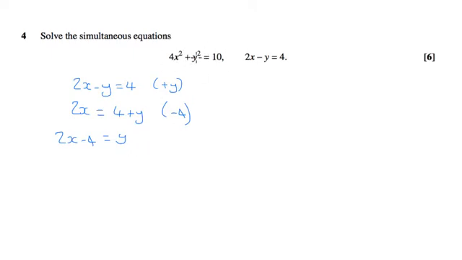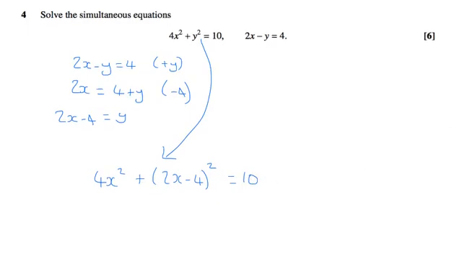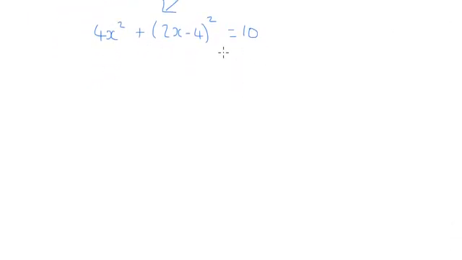What we can then do is, when we see y here, swap that for 2x take 4. So if we go from there, we've got our 4x squared, but instead of writing y squared now, I'm going to write (2x take 4) squared, because that's what y equals. y equals 2x take 4 when these two lines meet. And that's going to equal 10. So we now have an equation just involving x's, which is fantastic. That means we can solve it. Can't solve it the way it looks. It's not set up right yet.